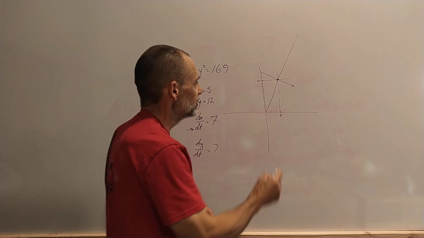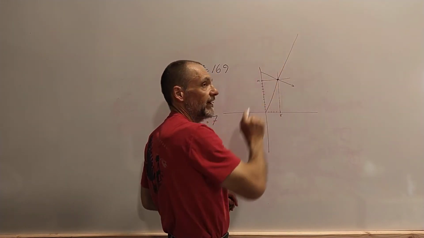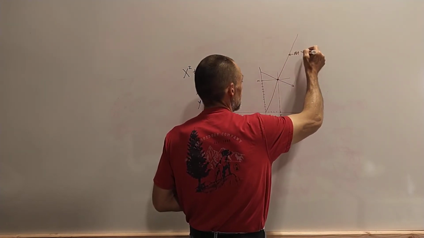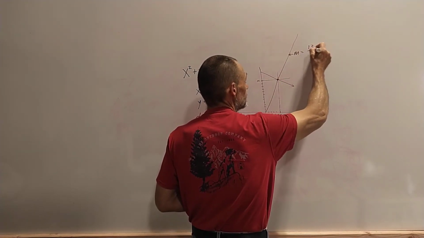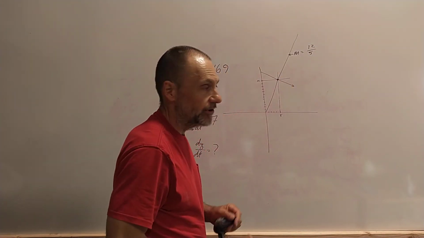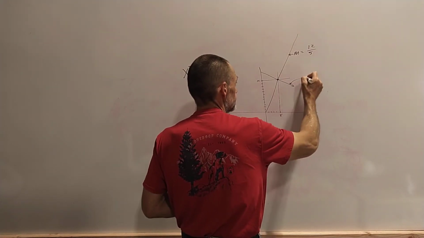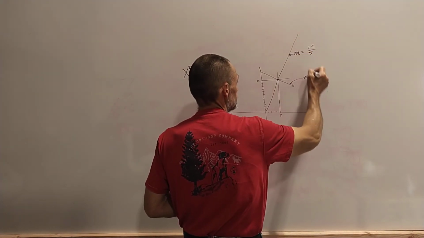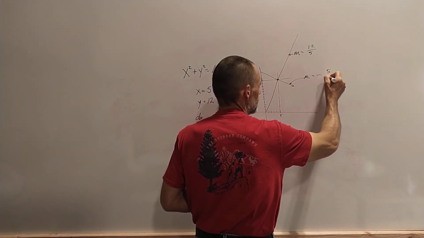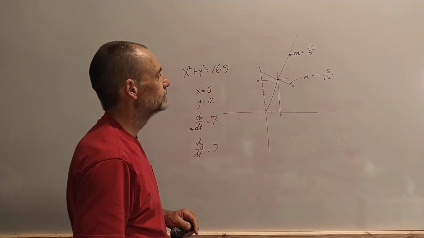So we know the slope of this line, right? It's rise of 12 and run of 5, and it's positive. So the slope of this line is rise over run. It's 12 over 5. This line is perpendicular to that line. We know then that the slope of that line is going to be the negative inverse of this, negative 5 over 12. We know that.